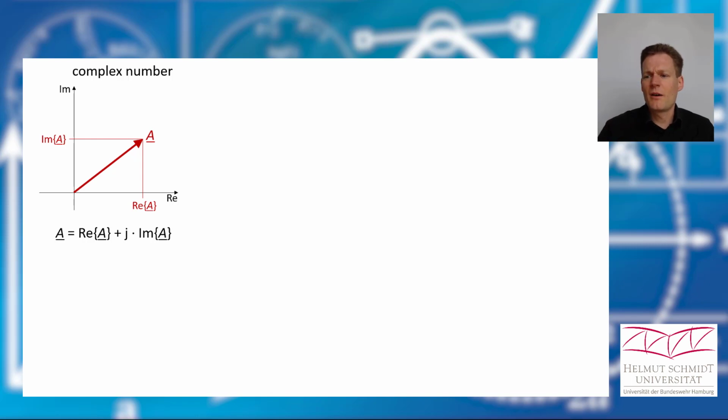Now you might say, hey, why j? I learned that it's i. Yes, you're right, but in electrical engineering we use a j because we already use an i for currents. So this is just another definition for this imaginary number.